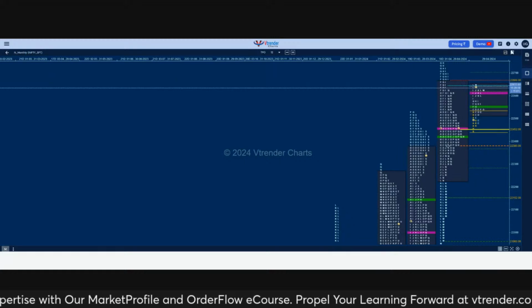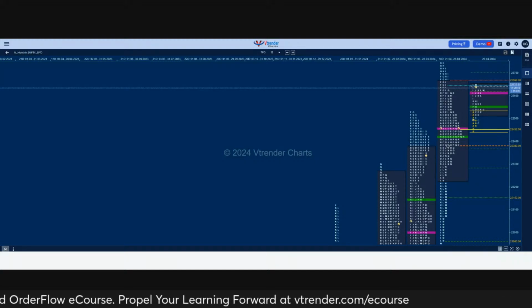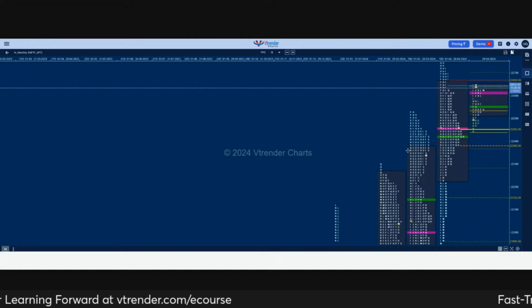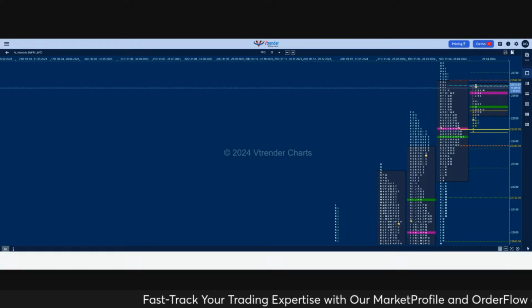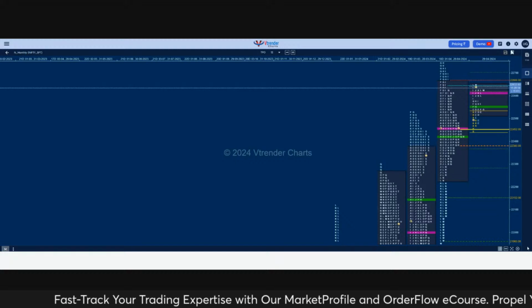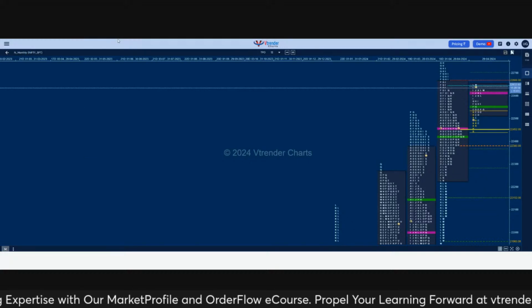This POC more or less should stay here, because we don't have many TPOs on the upside. So it is more or less confirmed that the POC would remain here. So these are now the three important levels which we will carry forward in the May series, both in spot as well as futures. So this is as far as the Nifty spot is concerned.